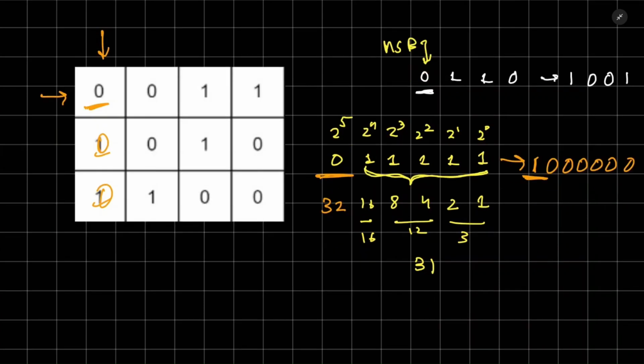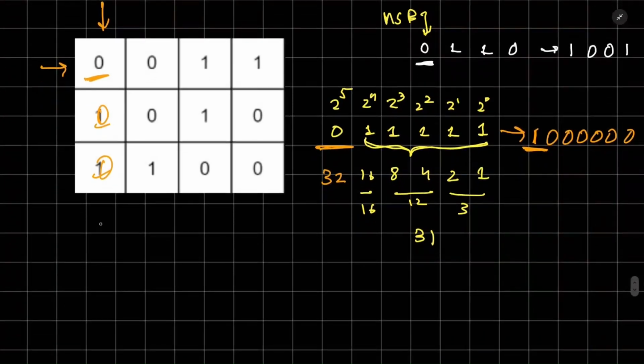So how would our matrix look now? The first row will be flipped, so that will be 1, 1, 0, 0. Then all the other rows right now will be the same because they had their MSB 1 only, so we don't flip them. And now let's talk about columns.